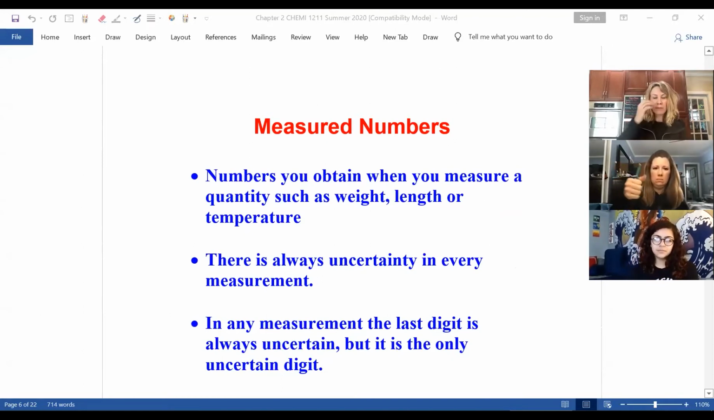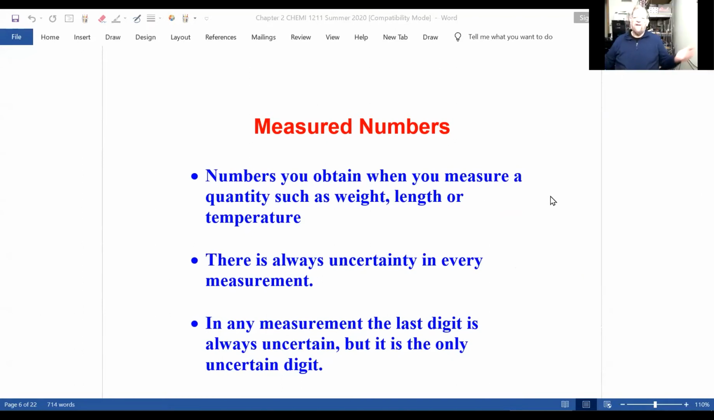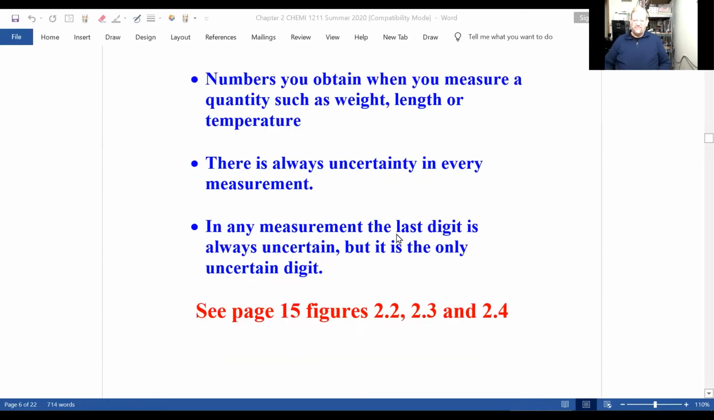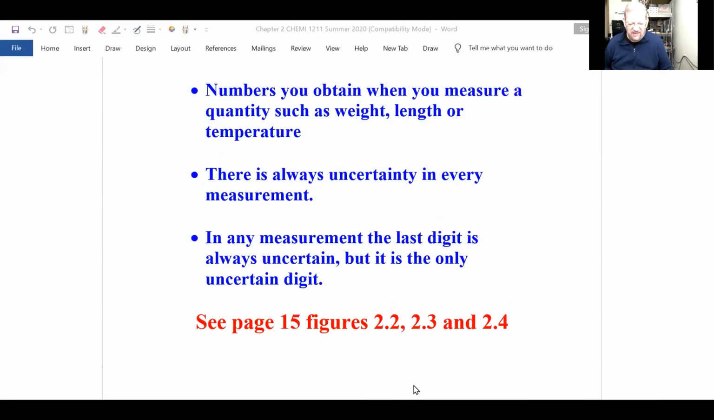Thank you. All right, now, when you take a measurement, you get a number. That could be a weight, length, or temperature, a whole lot of other things. Now, it turns out there's uncertainty in every measurement. In any measurement you make, the last digit is always uncertain, and it's the only uncertain digit. Let me do something that I didn't do before, but I'll do now.